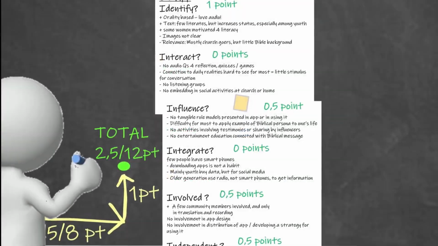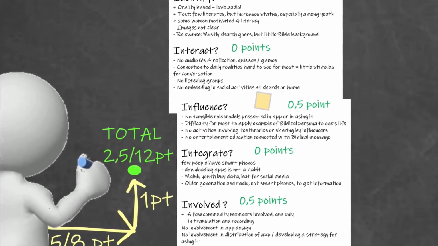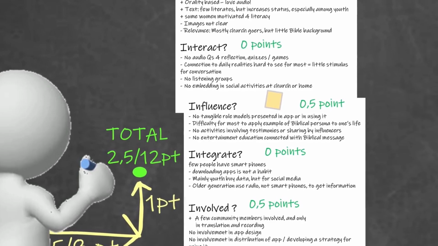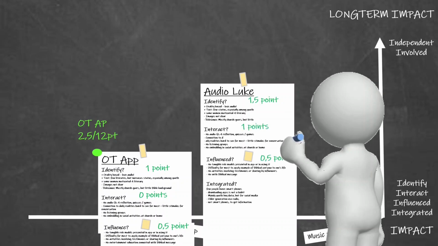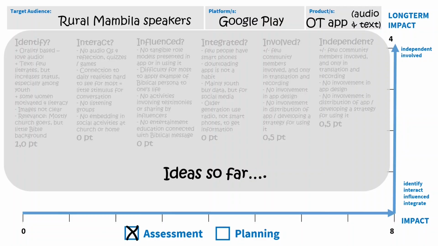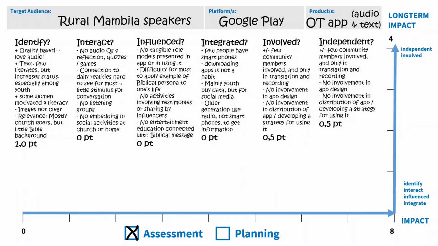As the team concludes its assessment, it ends up with an overall impact of 2.5 points out of 12 points. The team now has the choice of assessing another product or approach, or it may decide to use the ideas that have come up during the assessment of the app to plan new activities to increase its impact.